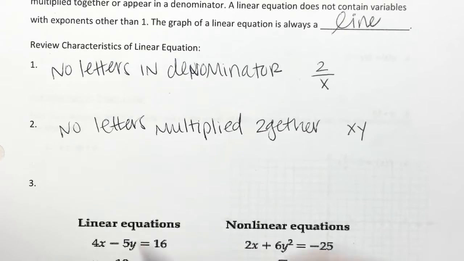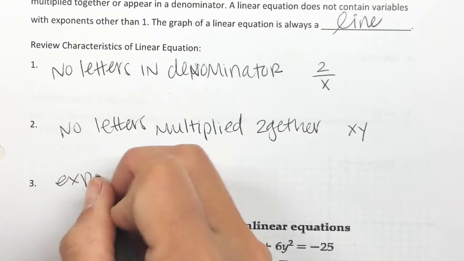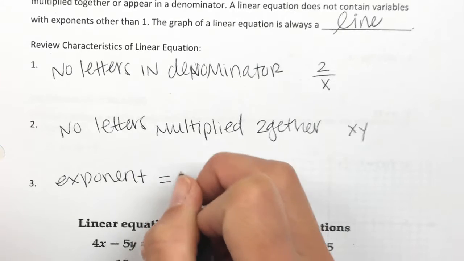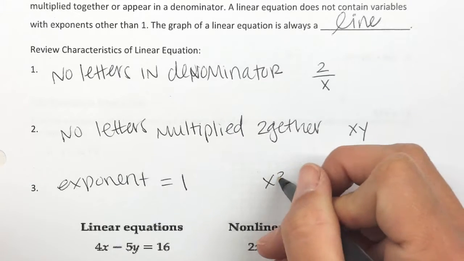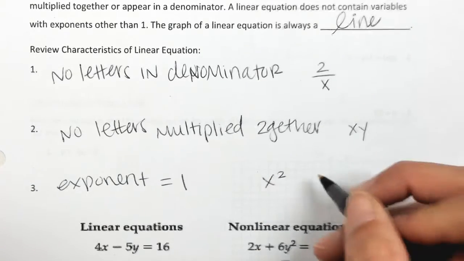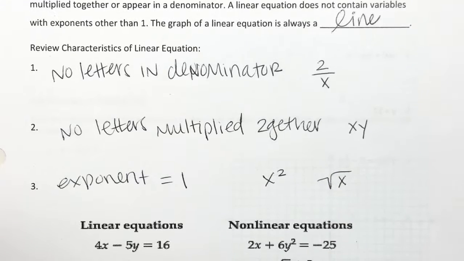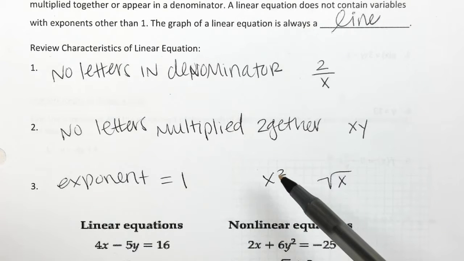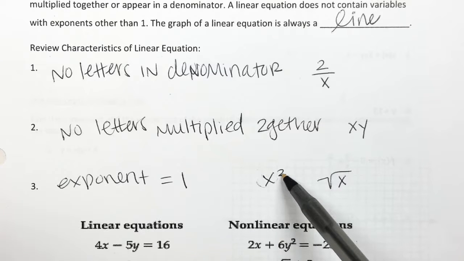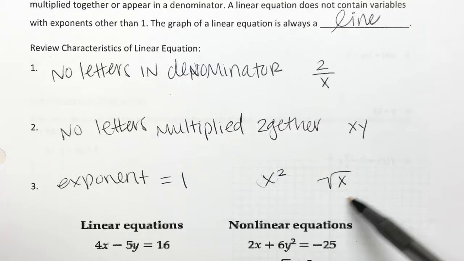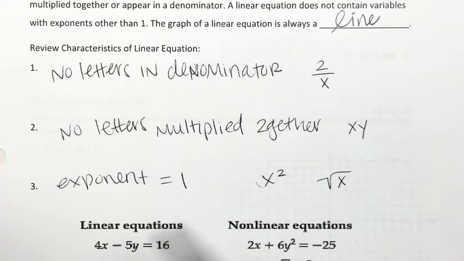And the last thing, only exponent can be 1. So, exponent of each variable will always have to be 1. So, for example, if you see x squared in there, or even like square root of x, then it's not linear. Alright, we know that x squared can't be because the exponent is what right here? 2. Right? Exponent is 2 right here. What's the exponent right here? Why can this not be linear?